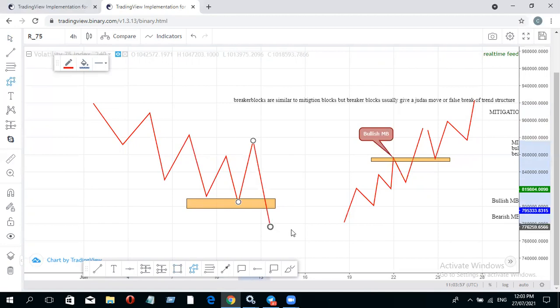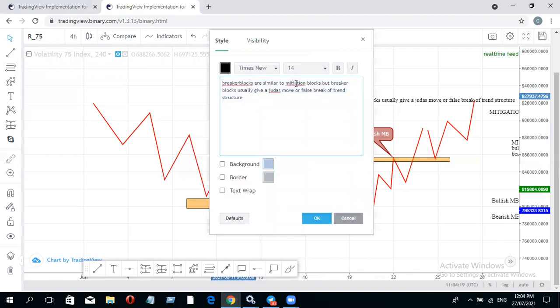So this is how the breaker block looks. It will take out this last lower high, giving us that false break of structure. So we'll be expecting price to come and push up, but then to still come down and break structure downwards. It usually takes out the last lower high or lower low.